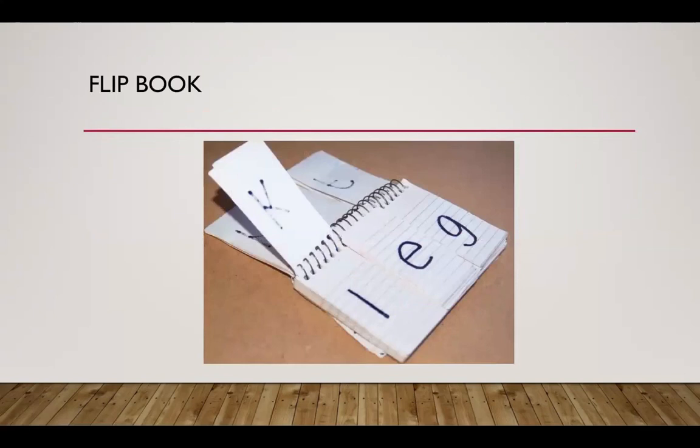Flipbook is a variation of the spinners activity. You take a small spiral notebook and cut it into 3 sections. On the middle section, you write the vowels, and on the first and last section, you write consonants. Let the children flip the pages and read the words that appear.